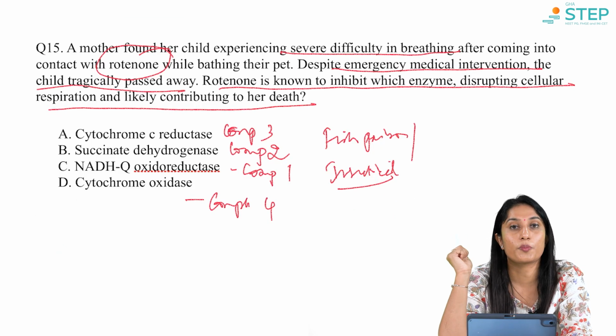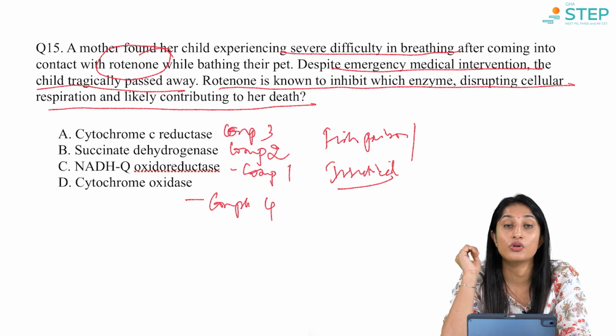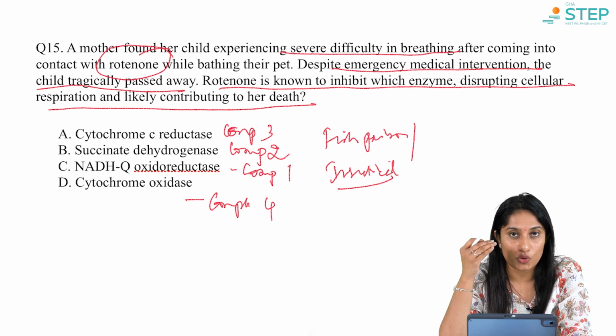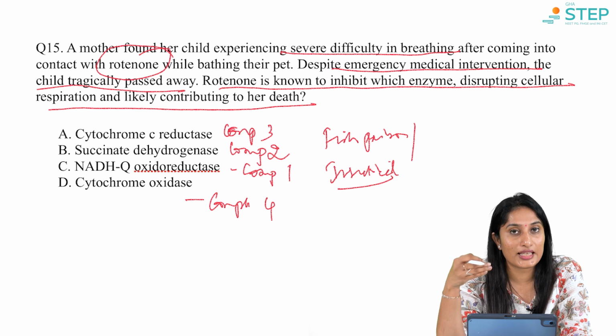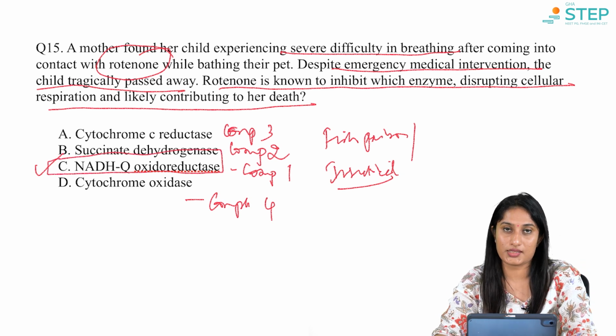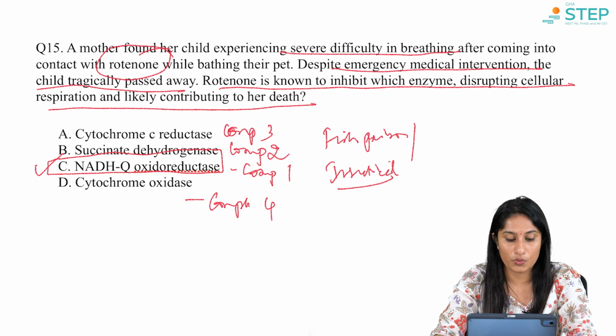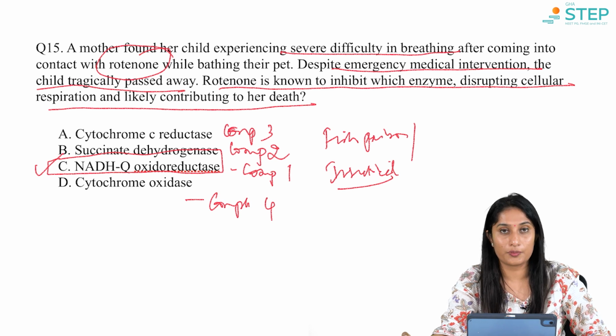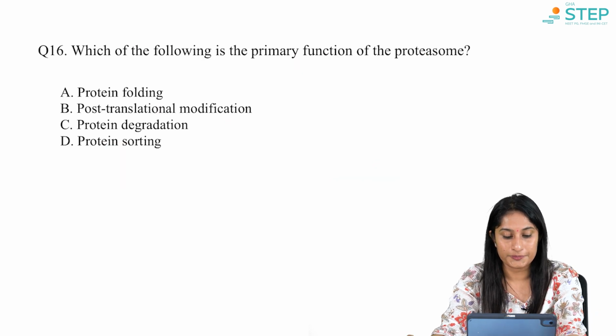So, what is the correct option here? I already mentioned to you rotenone inhibits complex number 1. I have mentioned to you what are the names of these enzymes. So, which is complex number 1? It is the NADH-Q oxidoreductase. This is the correct answer. So, complex 1 is also called NADH-Q oxidoreductase. So, rotenone inhibits this particular complex.